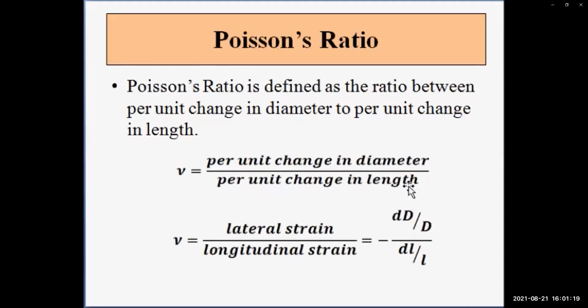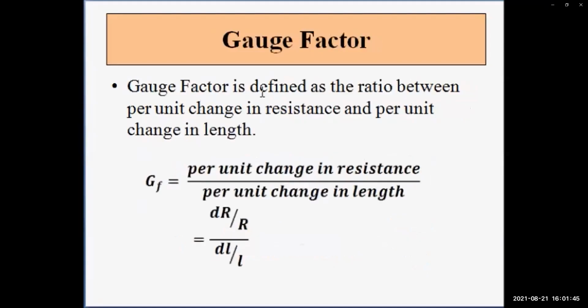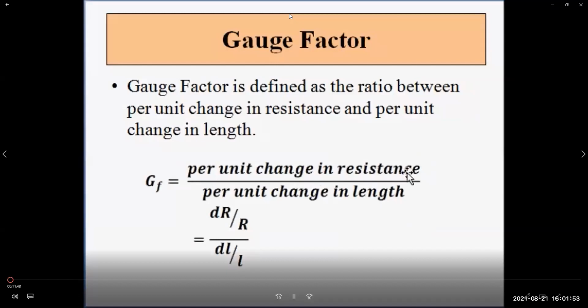It is also written as the ratio between the lateral strain and the longitudinal strain, which is given by del D by D divided by del L by L. This expression is for Poisson's ratio and is generally negative. Another parameter associated with strain gauge is the gauge factor. Now, what is gauge factor? It is defined as the ratio between the per unit change in resistance of the material divided by the per unit change in length, which is expressed mathematically as del R by R divided by del L by L.